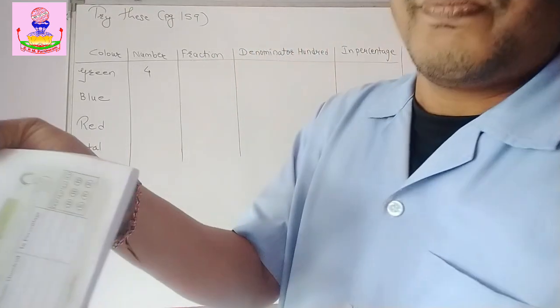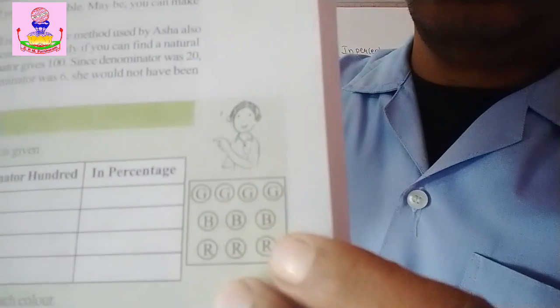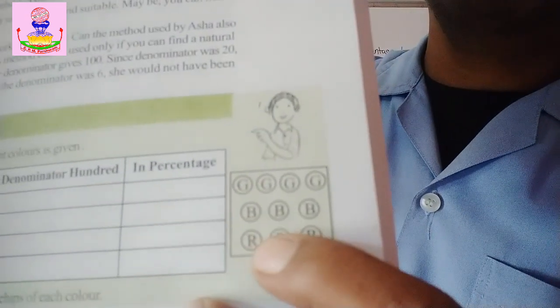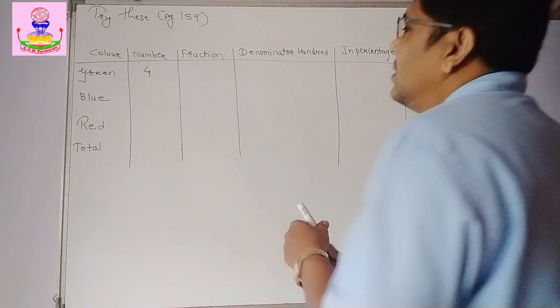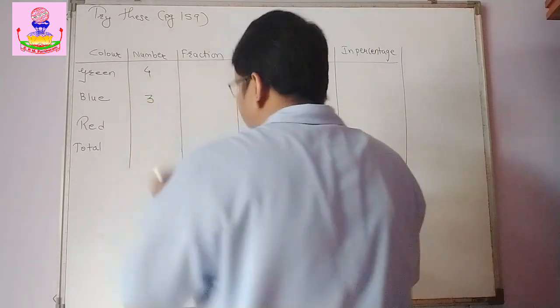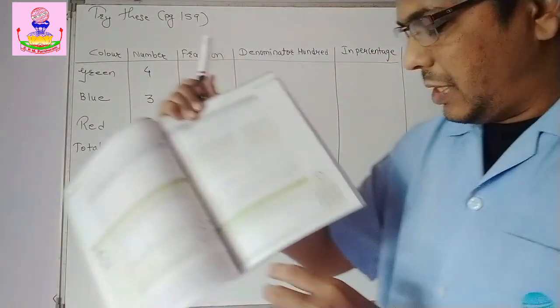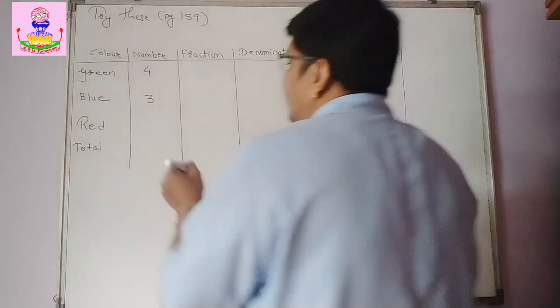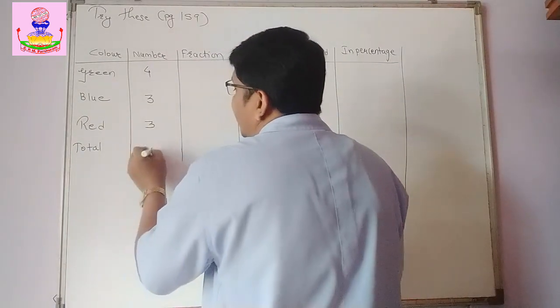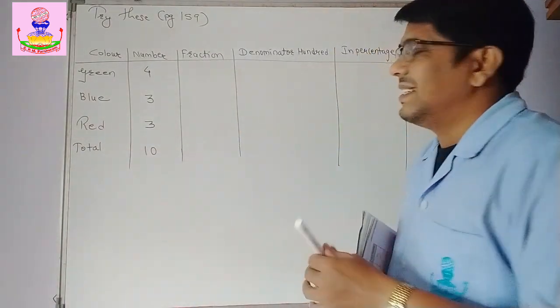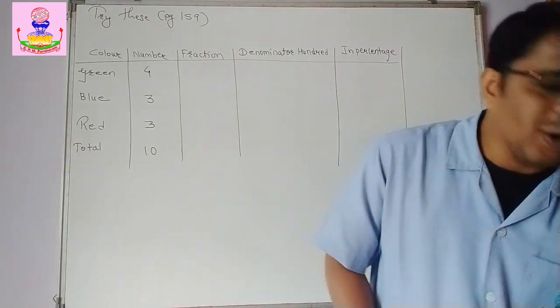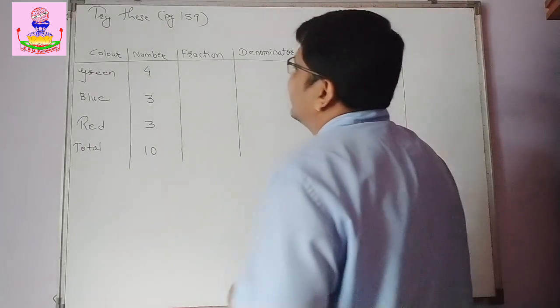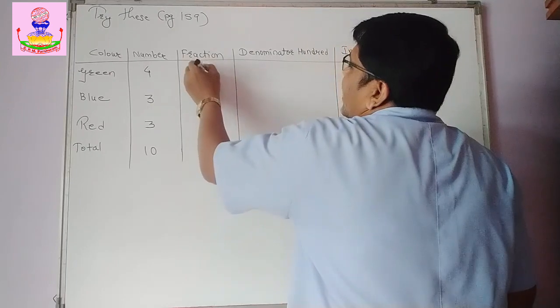Let's count blue. Can you see them? Blue. Okay, blue are 1, 2, 3. Okay, so blue are 3. And let's see now red. Red कितने हैं? देखिए 1, 2, 3. Okay, so there are 3 red. What is the total? Yes, exactly. It is 10. Okay, now, so fraction.